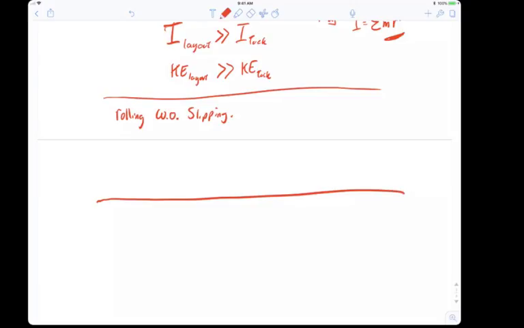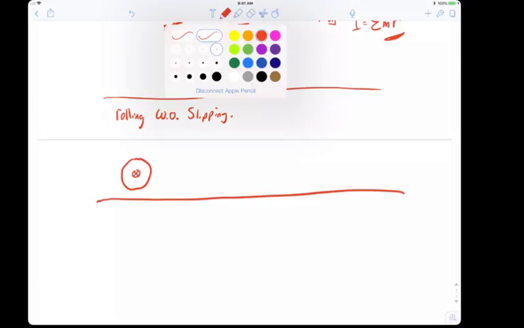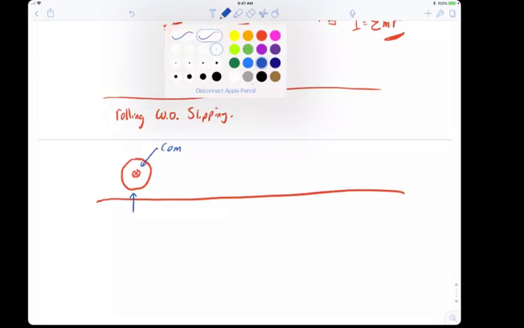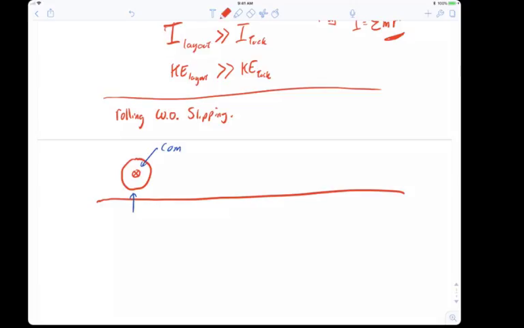I want you to imagine a wheel. A wheel has a center of mass, COM, but it also has a size. So the deal is, what do wheels do? They turn. So as the wheel moves forward, the center of mass has a velocity, but in addition to that, the wheel has an angular velocity. It has both a center of mass motion and an angular velocity. Okay? So that's kind of a complicated, weird thing.